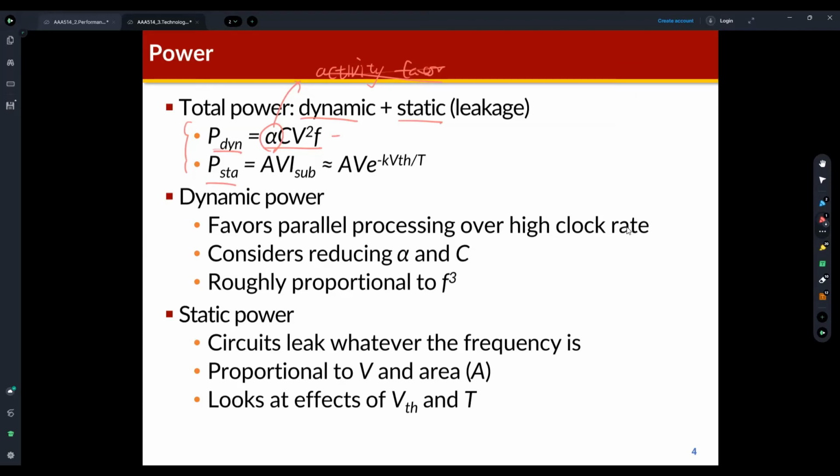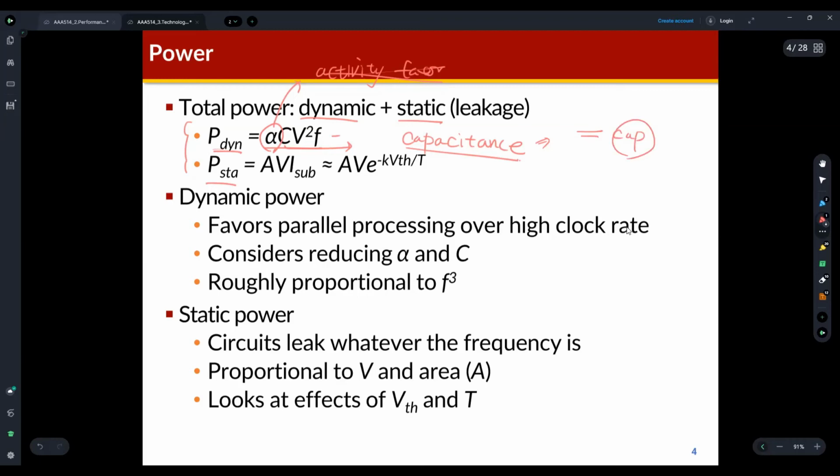Usually this activity factor is constant for every processor. We assume the activity factor is around 0.5, because in the CMOS circuit, the circuit is turned on and turned off repeatedly. And then C is the capacitance.